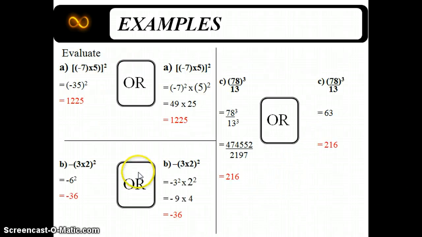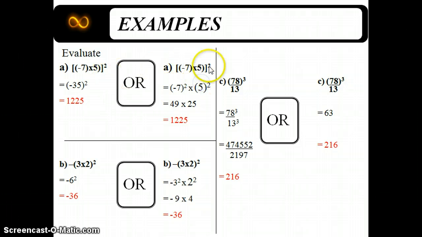And then a last set of questions here. It says evaluate. So usually when they say evaluate, they want standard form. So again, 2 ways of solving this. We could figure out what's in brackets first. So -7 times 5, which is -35, and then we're going to square it to get -35 times -35, 1225.